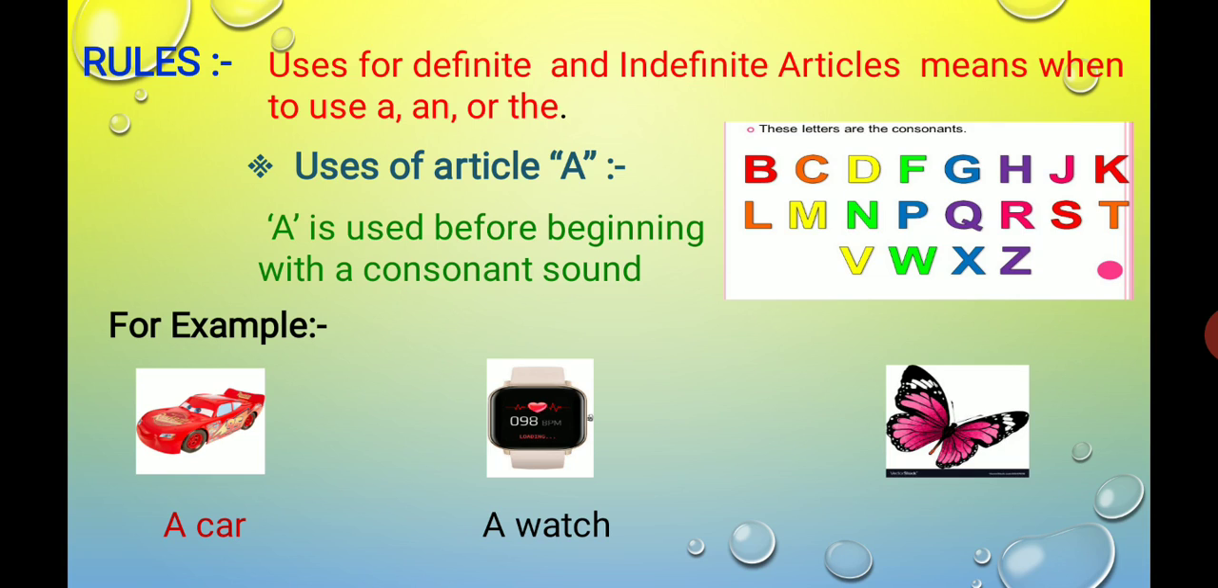B-U-T-T-E-R-F-L-Y. Right? So the spelling of butterfly begins with B. So which article will we use here? Yes, of course, a. So, a butterfly, right? This is the very basic rule of using article a. Now, let's move on to the next rule.